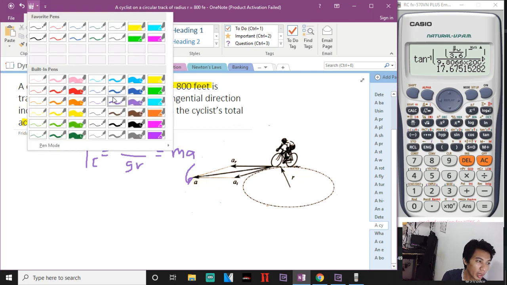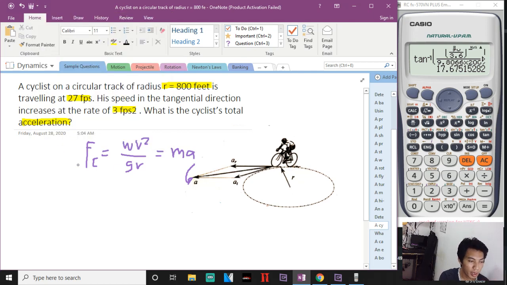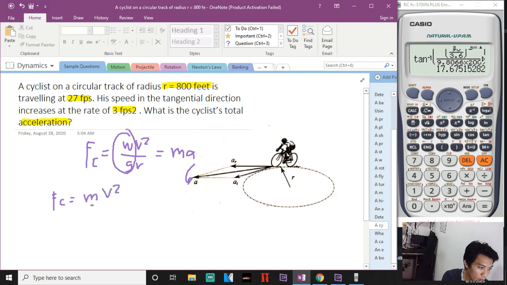Lolo ko yung aking gawa. So, WG, tandaan nyo, is mass. Okay? So, FC is equal to mass v squared over R. Okay? Equal to m a. Cancel to. So, you'll have AR. Okay? Centripetal acceleration. So, v squared over R.